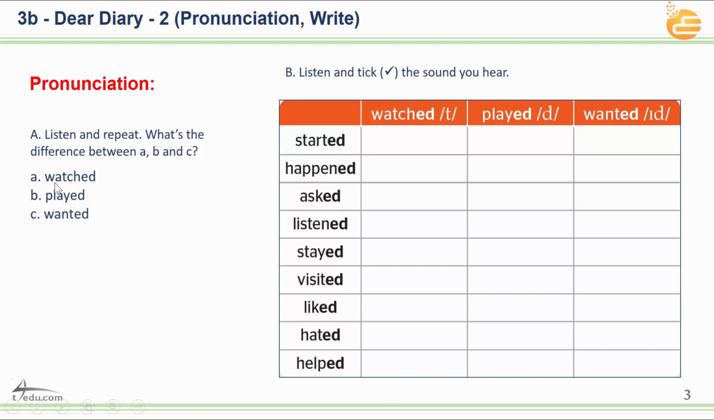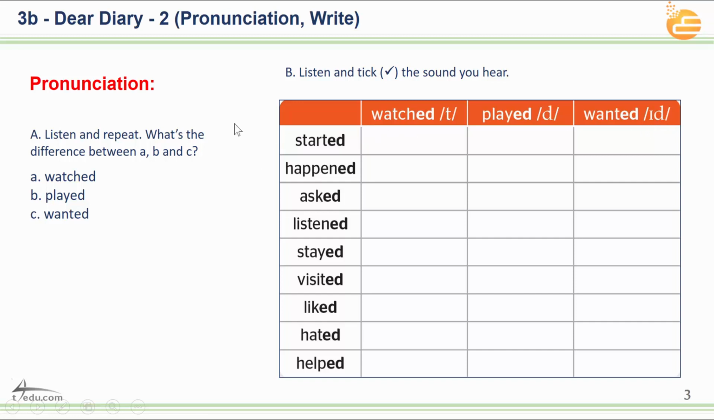Okay, very nice. Now can you hear the difference? So the first one is watched. Watched. So it's just like there is no E, and also the D is just like the letter T. It's close to T. B, played. Played. Also there is no E and the D is pronounced clearly. D. D. D. Like this one. Can you see it? Watched, this is T. Played, this is D. And C, wanted. Wanted. There is a clear E and a clear D. Just like this one.